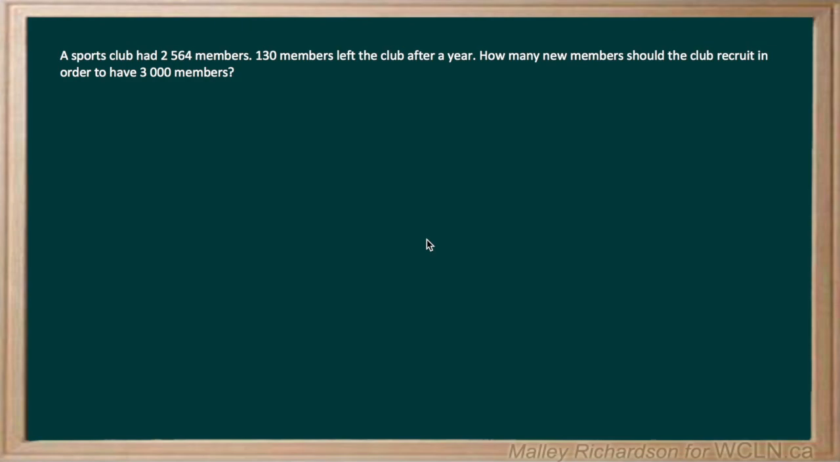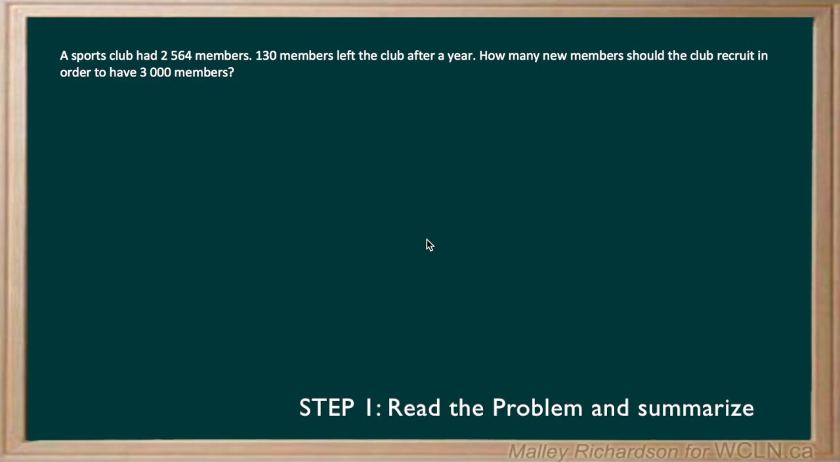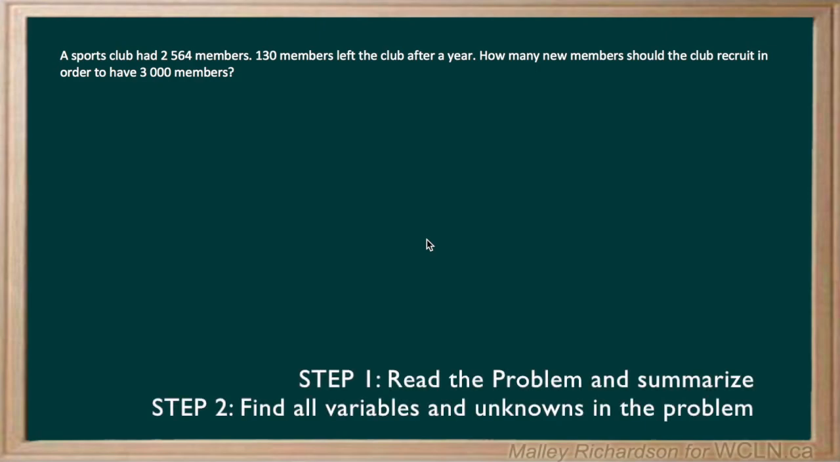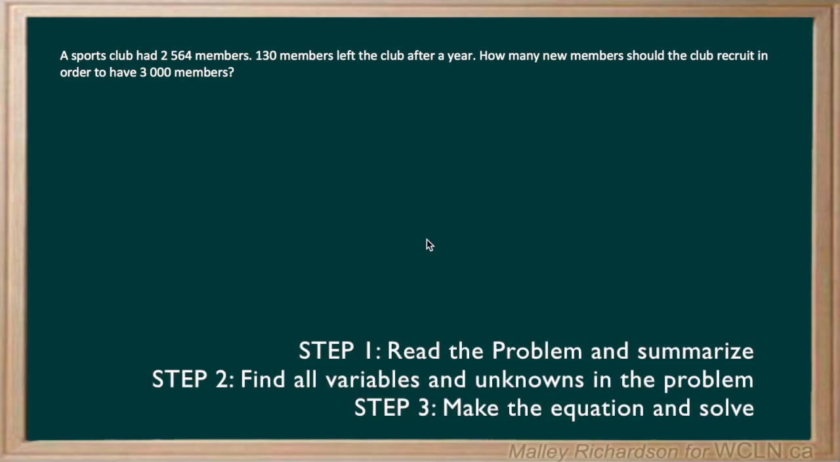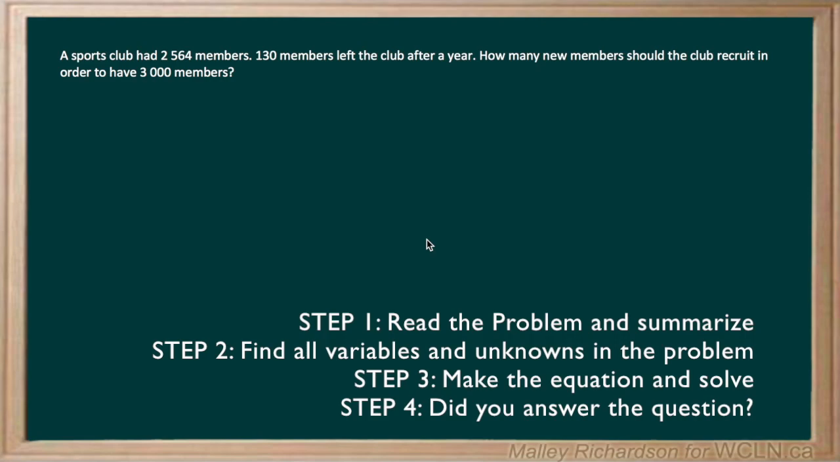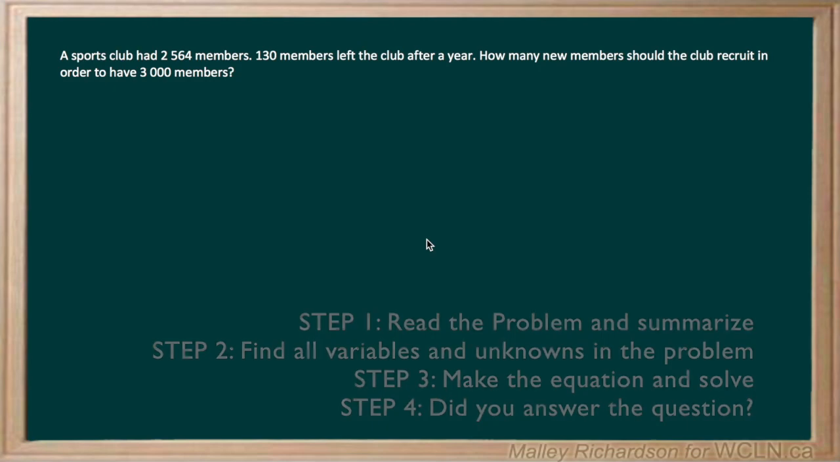Now, before we continue with this question, we are going to list the 4 steps that we have to do to make equations from word problems. The first step is to read the problem and summarize. The second step is to find all variables and unknowns. The third step is to make equations and finally solve. And our fourth step is to ask ourselves, did we actually answer the question? So now that we know all these steps, let's move on to step 1.